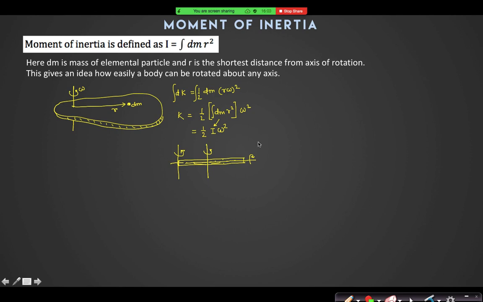If I give you a body in the shape of a dumbbell like this, where most of the masses are confined here, right? You will find that rotating this body about this axis of rotation is very tough, but rotating the same body about this axis of rotation is very easy.